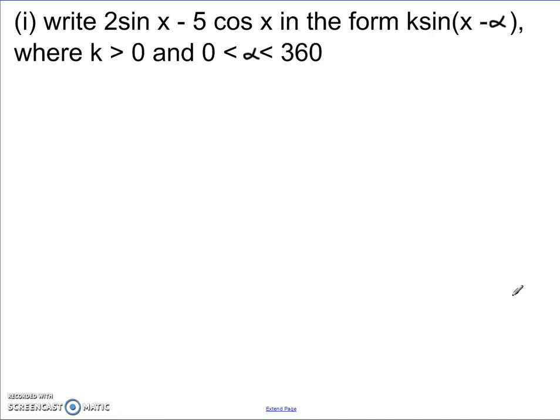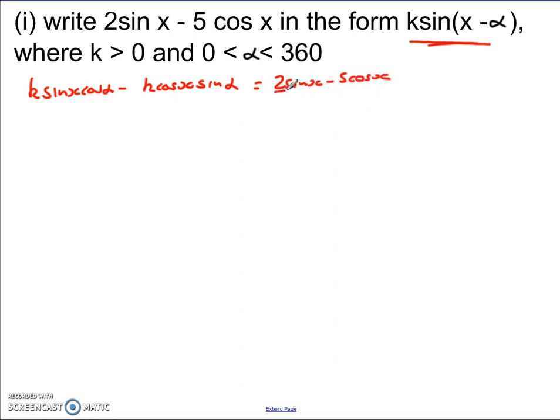Now with a question like this, the first thing you should always do is look at this and write your expansion out. You actually get a mark in a mark scheme in an exam for that. If you don't write that out, you can cost yourself one of the four marks straight away. So for this one, it's k sine of x minus alpha, so you'd write it as k sine x cos alpha minus k cos x sine alpha. That would get you one mark because you've written out the expansion and you know what you're going to be doing. It's then equating this to 2 sine x minus 5 cos x.